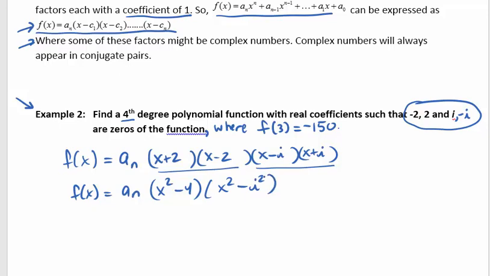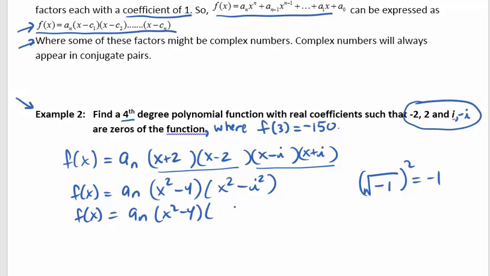Well, remember, i is the square root of negative 1. So if I take the square root of negative 1 and square it, that is just going to give me negative 1. So that allows us to simplify this even more. x squared minus 4 times x squared plus 1. That's the most I can simplify it now, and I've almost got this polynomial function here.